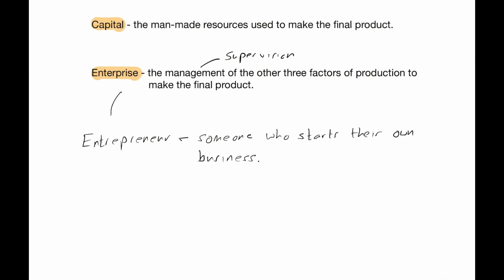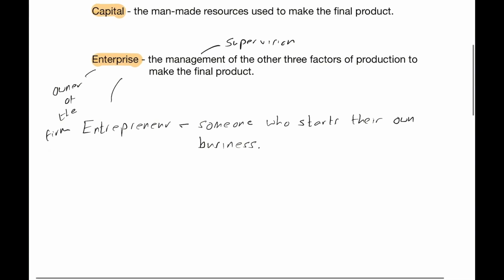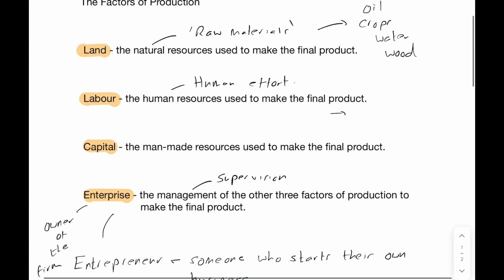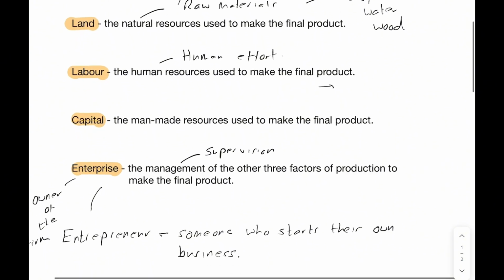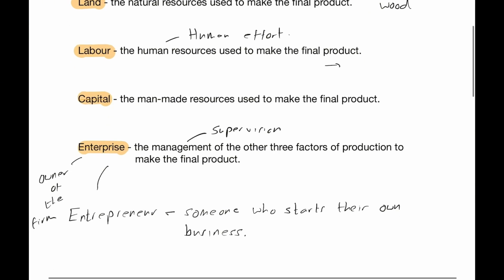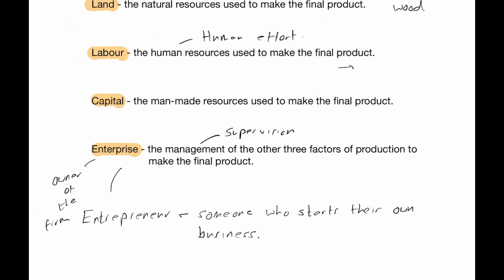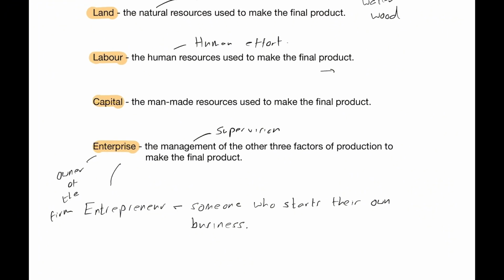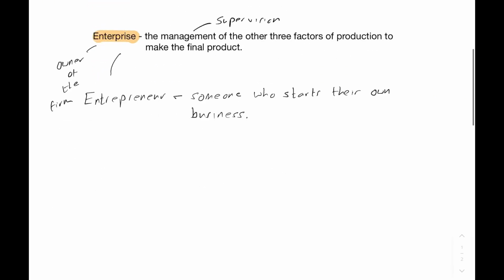So this would often be the entrepreneur, or the enterprise could be the owner of the firm. You know, the owner of the firm or the entrepreneur, who is somebody who starts their own business, they have to pay for the natural resources. They have to pay the human effort involved in producing a product, and they have to pay for the capital, the man-made resources. Okay, so as I said, it wouldn't happen automatically. We need the enterprise, we need the business owner, we need the entrepreneur to buy the other 3 factors of production in order to make the final product.